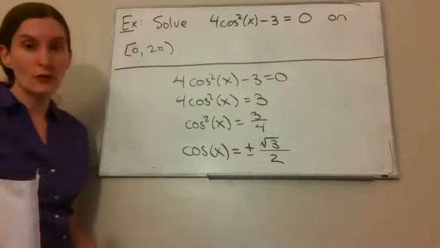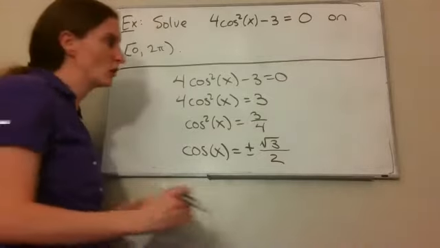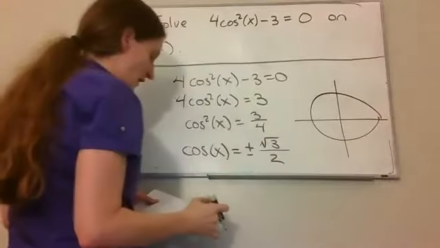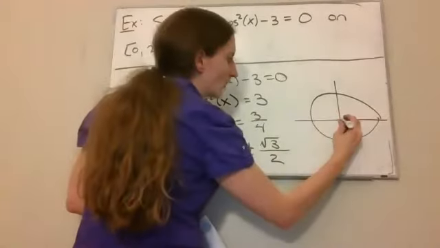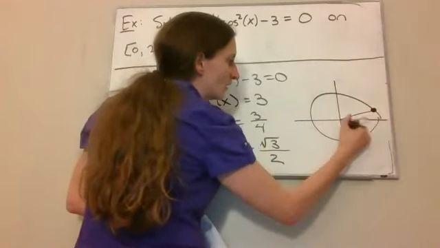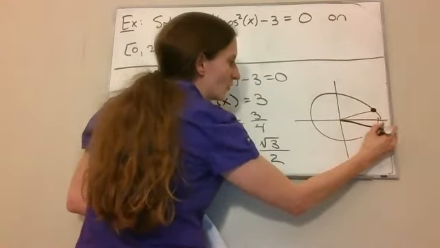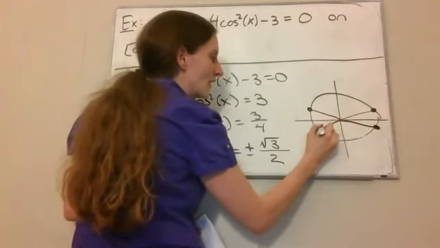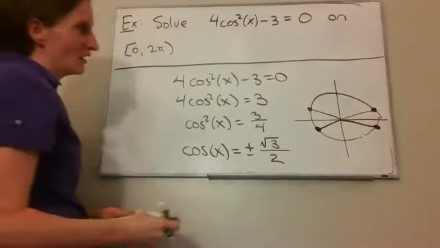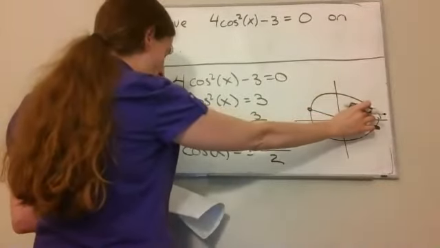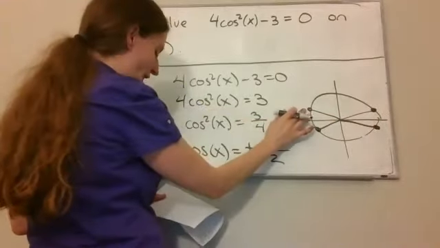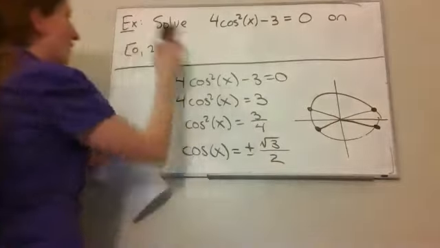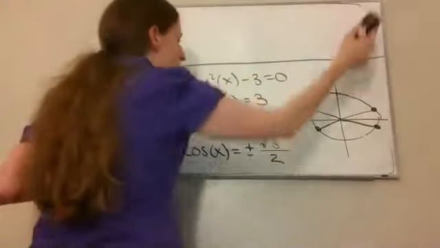Well, luckily, square root of 3 over 2 is one of the values we know on our unit circle. So there's my unit circle again. Square root of 3 over 2 for our cosine is this angle here, and also the one flipped over. And negative square root of 3 over 2 is this guy over here and flipped over. So I know this one over here is pi over 6. This is 5 pi over 6, 7 pi over 6, and 11 pi over 6. And those are the answers to that equation.